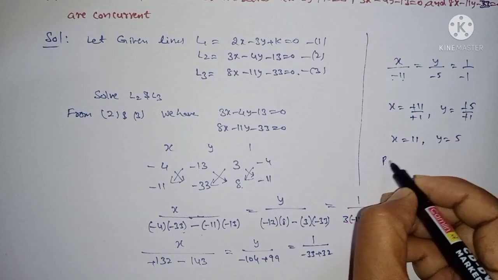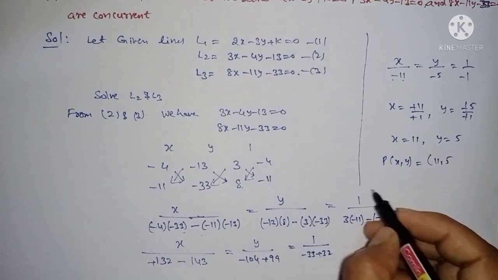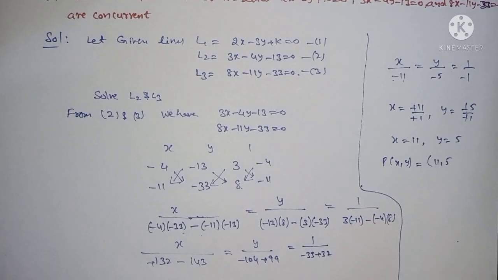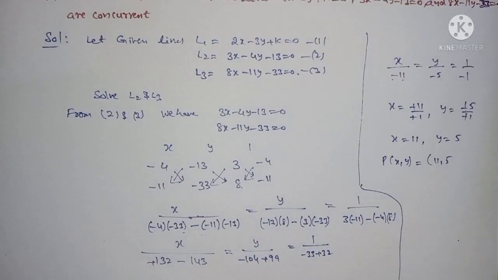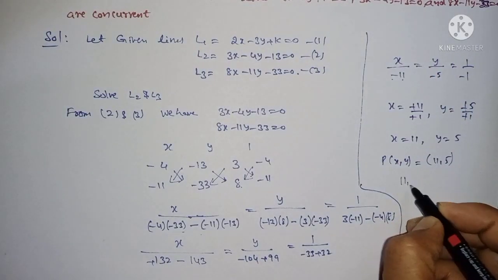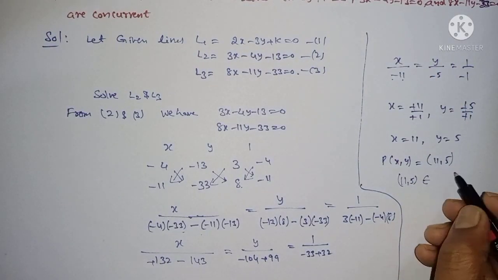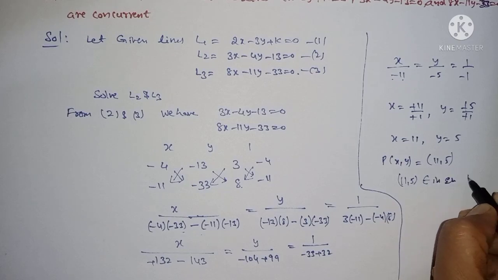This is the intersection of x comma y, which is equal to what you got here: 11 comma 5. Okay, then this value you can substitute in the remaining equation to get the k value. Therefore 11 comma 5 belongs to the equation 1 only.